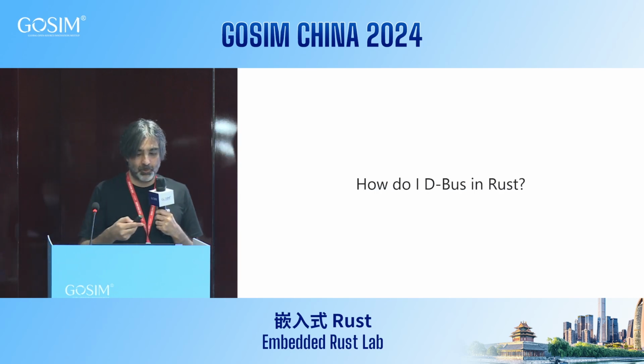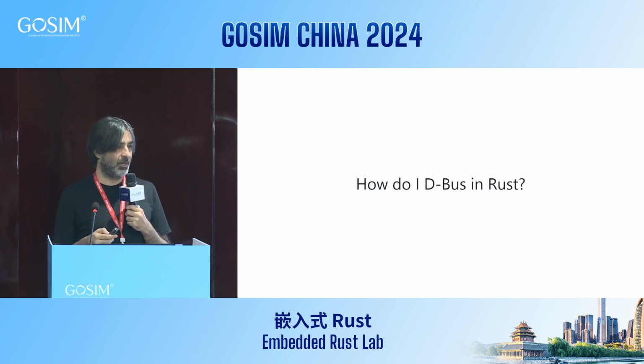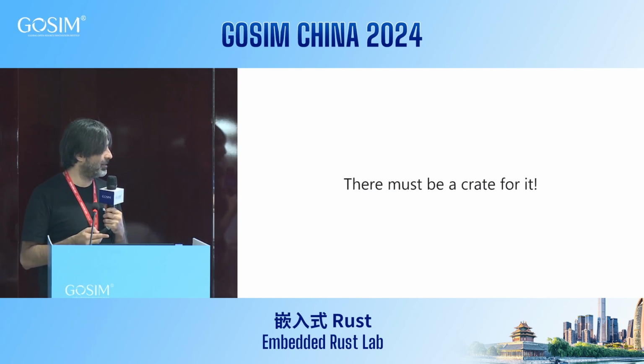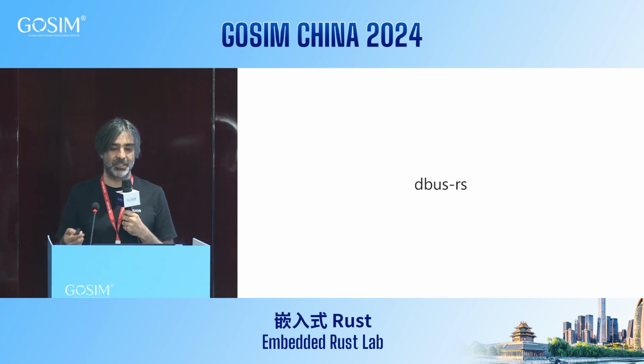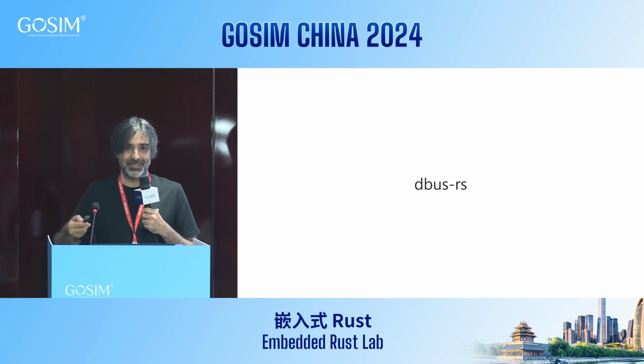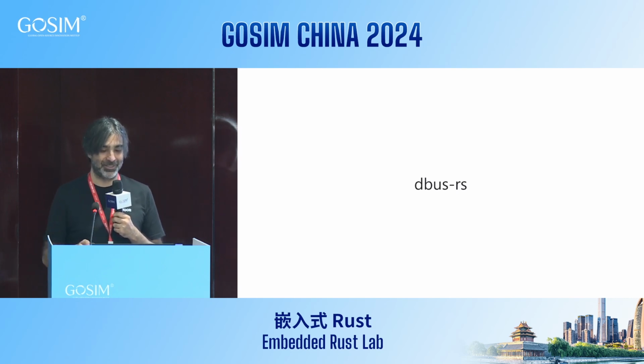When I decided, okay, let's look into oxidizing GeoClue, it is a dbus service, so if I want to oxidize it, I need to talk dbus from Rust. That was my first question. And I thought there must be a crate for it, right? And yeah, there was. It was called dbus-rs. They actually took the name dbus on crates.io, which is unfortunate because now everyone thinks that is the dbus crate to use, even though it's not actually anymore.